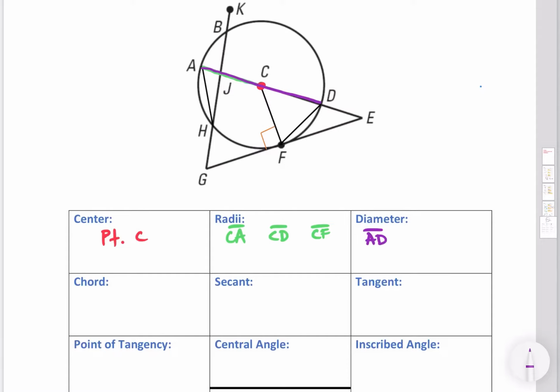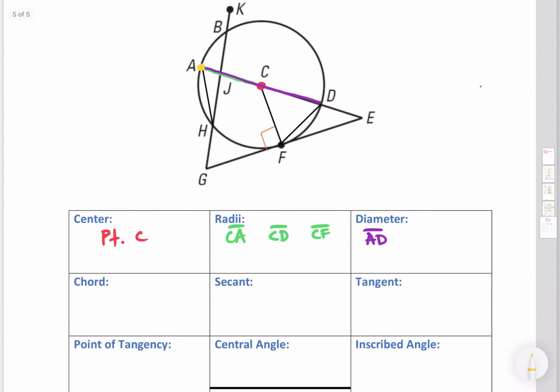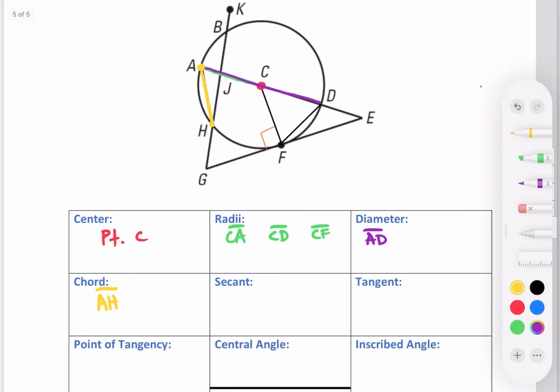A chord, we stated, has to be two points on the circle and a segment that connects them. So AH could be a possibility. We could have several other ones such as FD or even HB. But we can't have something called CF. That's a common mistake because C is not a point on the circle.